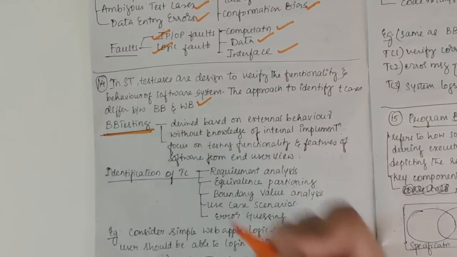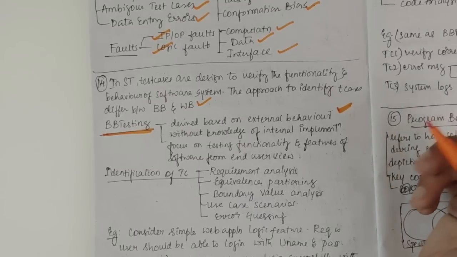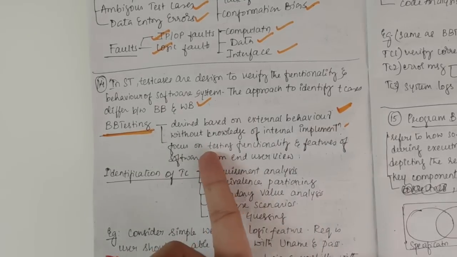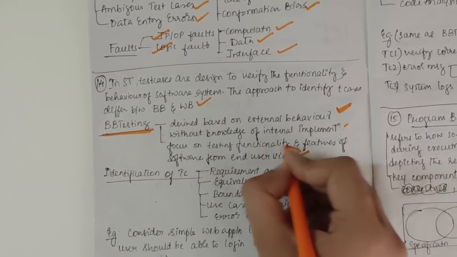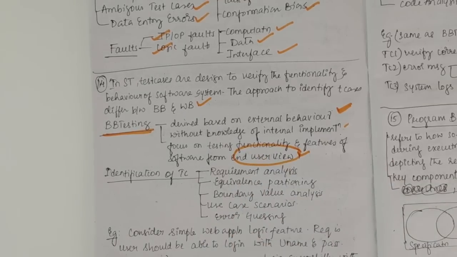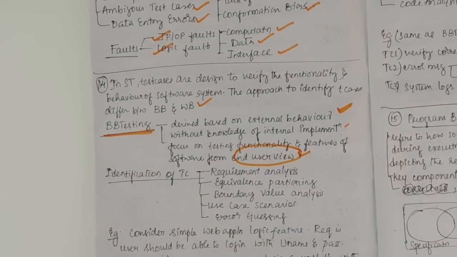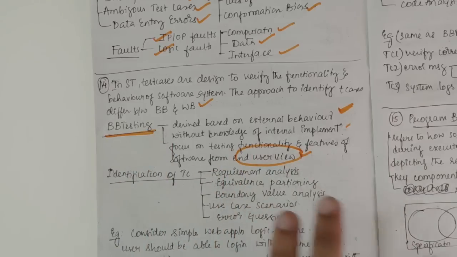Firstly, we look into black box testing. So these are derived based on the external behavior. Yes, the input output we have discussed, right? So without knowledge of internal implementation, our focus is on testing the functionality and features of software from end user's view. So here the tester can be considered as an end user because he has no knowledge about the internal code or the structure of the program, right? So this testing is done from the end user's perspective.